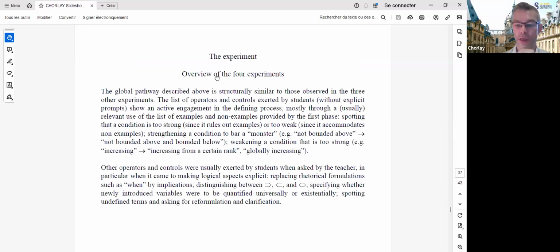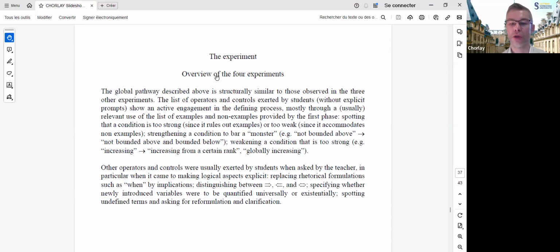So this was a report on one of the 4 experiments. So what happened on the whole? So I'm almost done here. The global pathway described above is in essence similar to those observed in the 3 other experiments. The list of operators and controls, that is the moves exerted by students without explicit prompts from the teacher, show an active engagement in the defining process, mostly through a usually relevant use of the lists of examples and non-examples provided by the first phase.